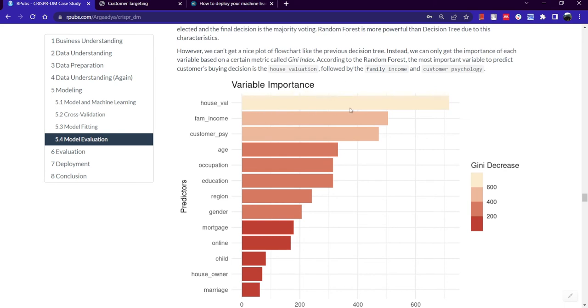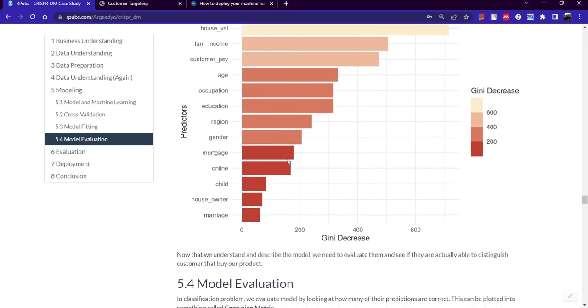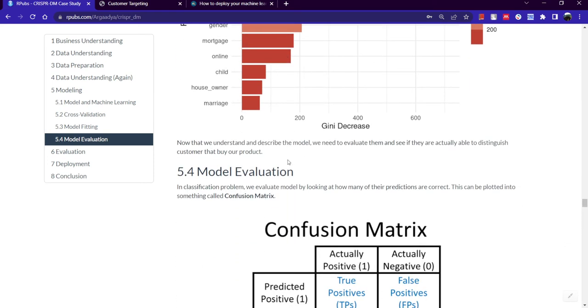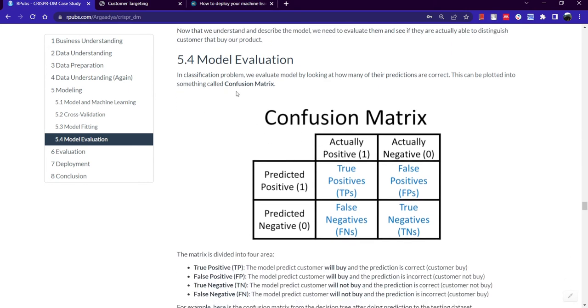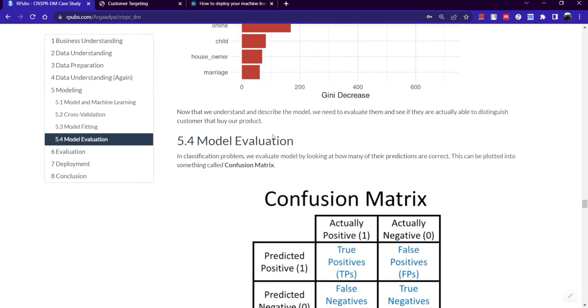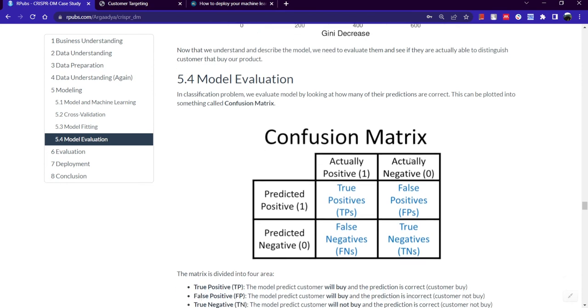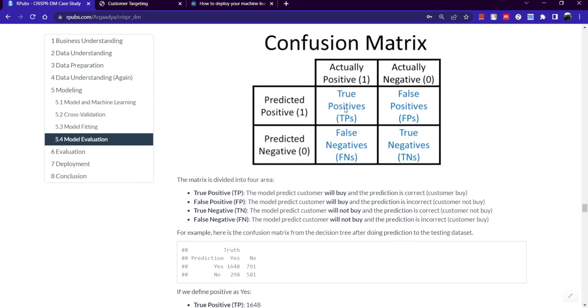Okay, so now here it shows that house valuation, the family income, customer psychology, age, and etc. And this is the most important one, going to other factors. Then we come to model evaluation. Since we're talking about classification, so confusion matrix is good, right? So we are aware of it.